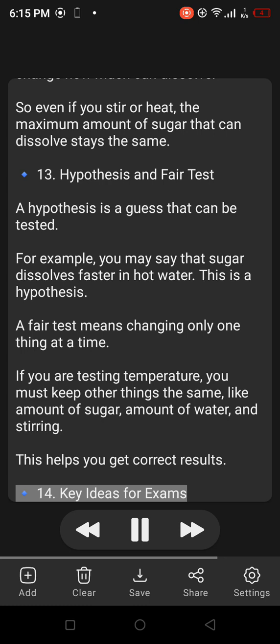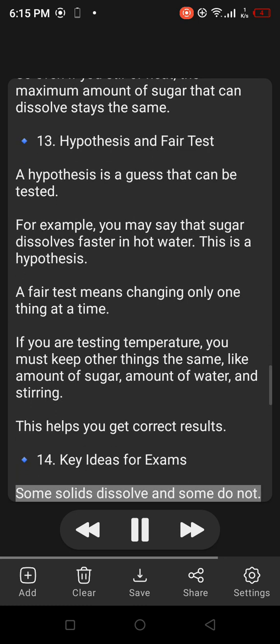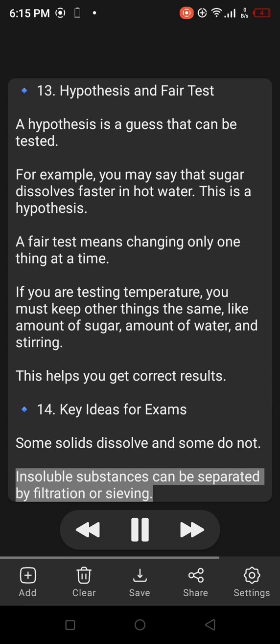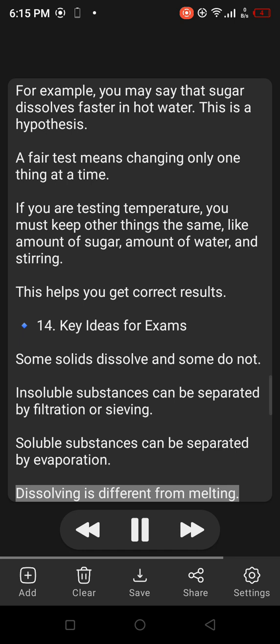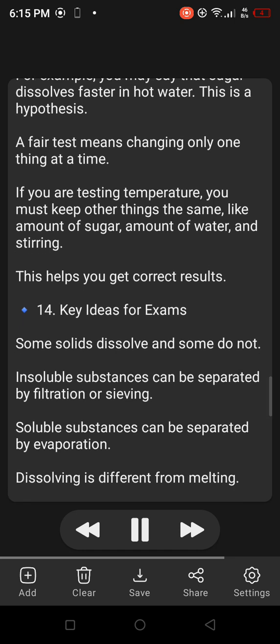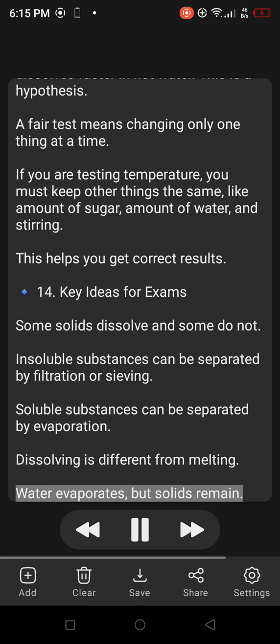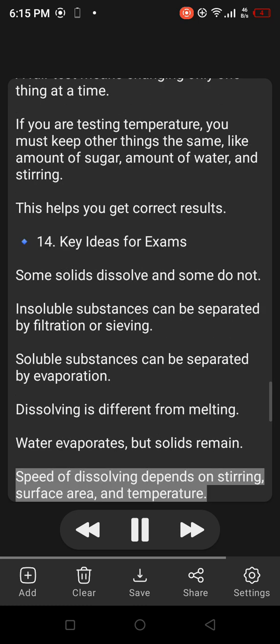14. Key ideas for exams. Some solids dissolve and some do not. Insoluble substances can be separated by filtration or sieving. Soluble substances can be separated by evaporation. Dissolving is different from melting. Water evaporates, but solids remain. Speed of dissolving depends on stirring, surface area, and temperature.